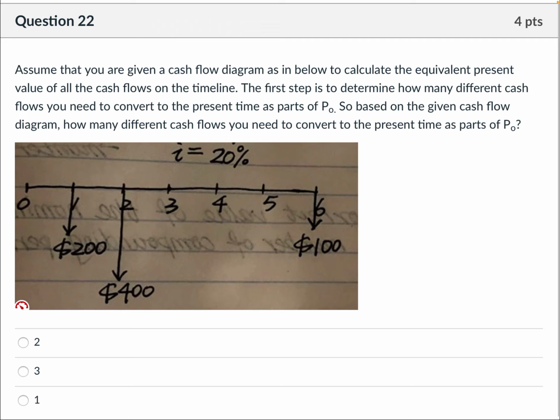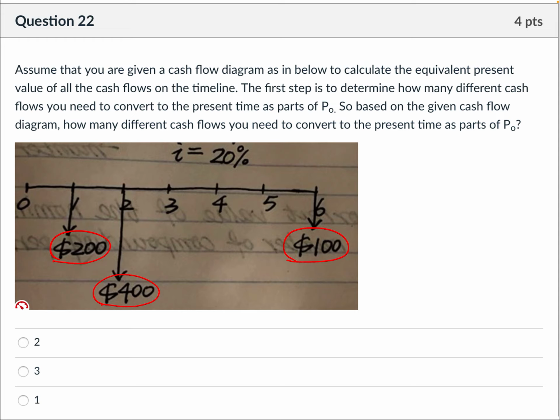Okay, the last problem. Assume that you are given a cash flow diagram as below to calculate the equivalent present value of all the cash flows on the timeline. So it's a multiple cash flow problem. The first step is to determine how many different cash flows you need to convert to the present time as parts of P0. Remember what we have done in the class. We always look at how many parts you need to convert for P0, for present worth. So in this cash flow diagram, you have 3 different cash flows. So you need to have 3 parts for calculating the P0: part 1, part 2, part 3.